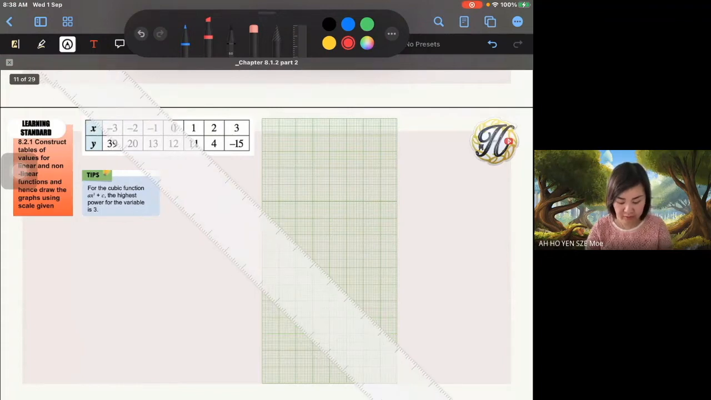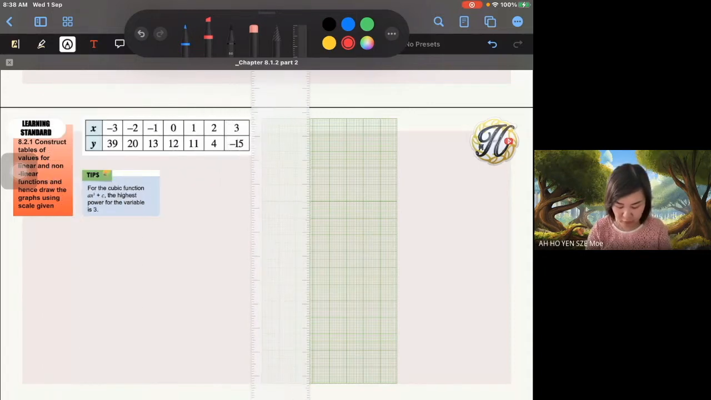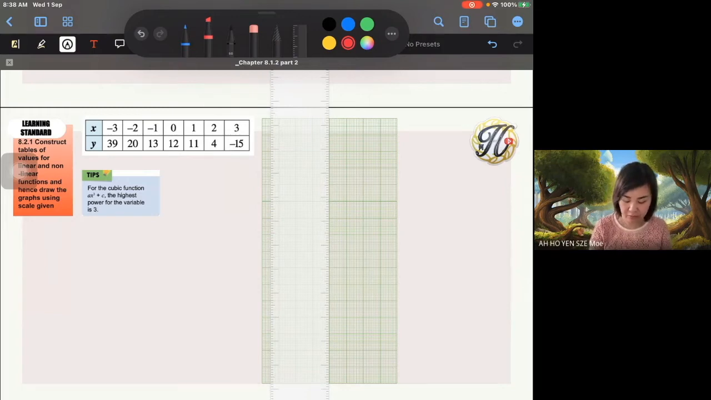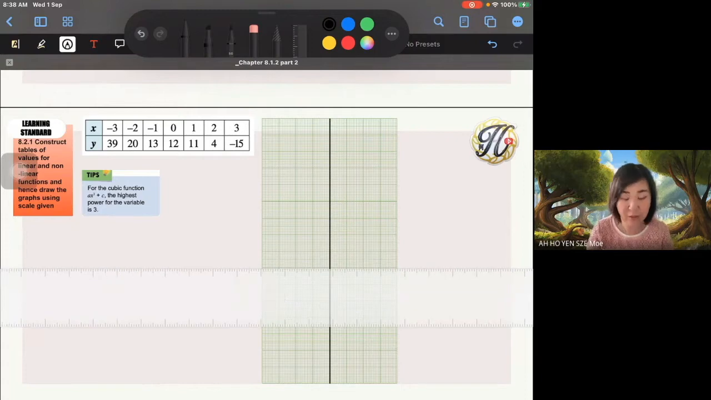So check whether there is any negative value for your x. Yes, so 3, 2, 1. So at least 3 boxes. 1, 2, 3. 0, 1, 2, 3. Or here one more, 0. Supposed to be here. Why? Because 1, 2, 3, right? You count. So here is the way that you have to draw your y. This is your y. Draw. After that, you see your y also got negative.